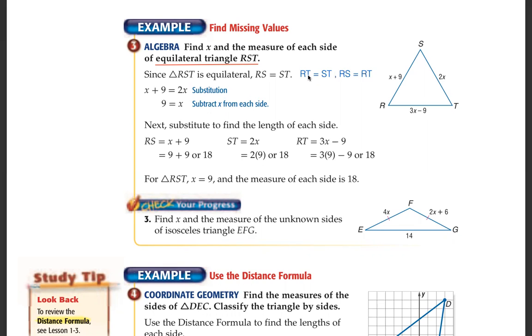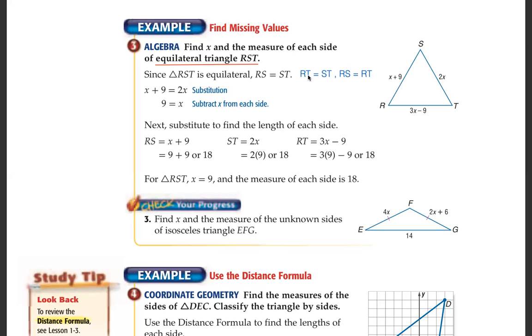Although the 3 sides are equal, RS equals ST equals RT, that only gives us the information that you can pick any 2 sides from these 3 sides and put an equal sign between them. Then you do the algebra of the equation you have. For example, here, x plus 9 is equal to 2x. So solve for x, subtract x from both sides, so x is equal to 9. Now, it says find x and the measure of each side.